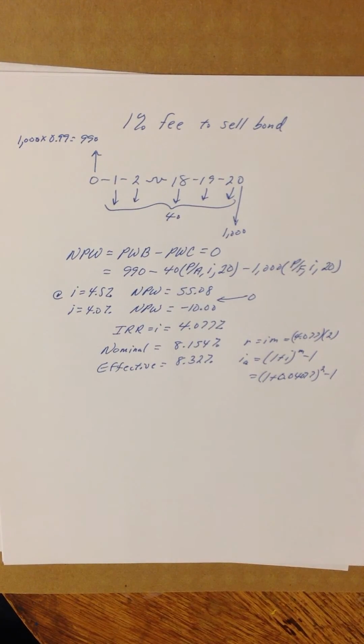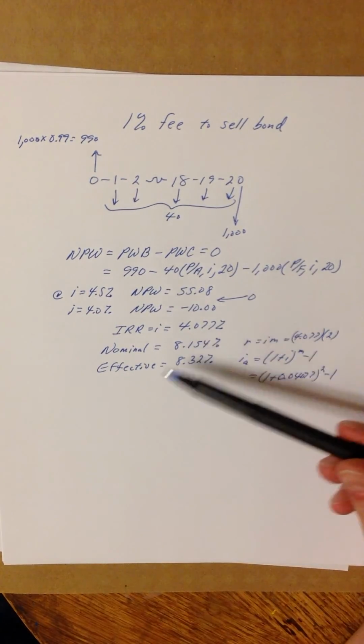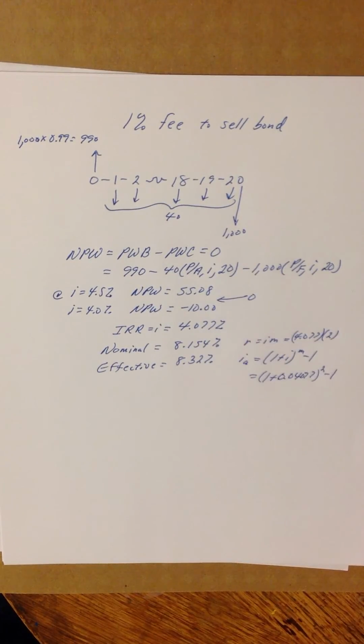All right, so this is basically what we have, but make sure that you know how to go through the effective, nominal, and also the internal rate of return or the interest rate per compounding period.